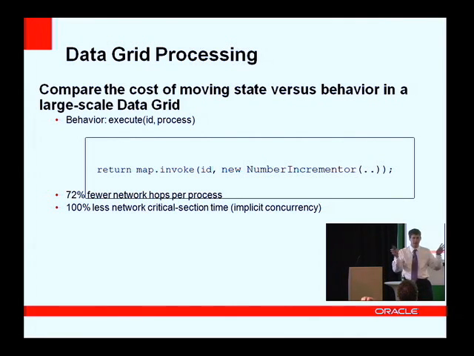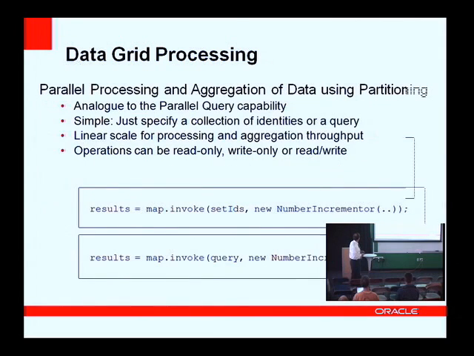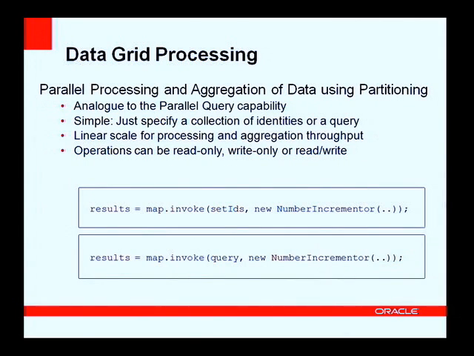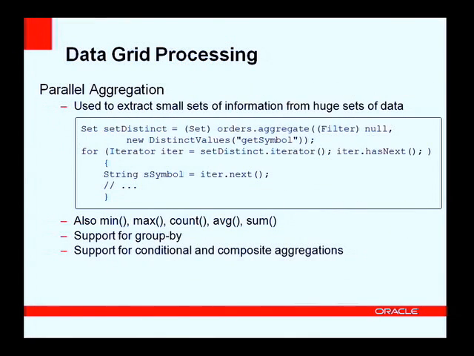I mean, because we're spreading the transactions out, they're all queued, there's no network critical section time, and it's just amazing. Not only that, but if I'm processing multiple pieces of information, it's doing it in parallel. So here, just a set of identities to do it to, or a query to do it to. So automatic parallelization, still with the once and only once guarantees, which is pretty fun. So those are all scalar functions.